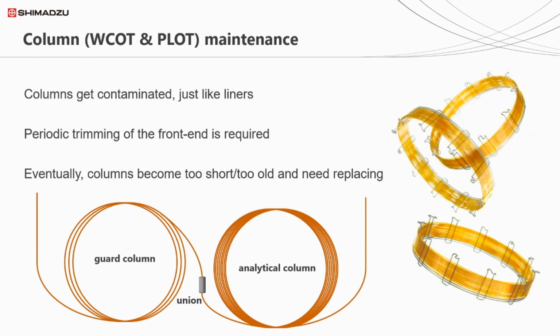Periodically, it is necessary to trim the front end of the column to remove contamination. Even if you use a liner with wool, some non-volatile components can still make their way onto the column. This can impact peak shape, peak area and retention time. Usually the front end of the column is trimmed by about 15 to 30 centimeters, depending on the length of the column. This helps remove the most contaminated part of the column to give it a new lease of life.